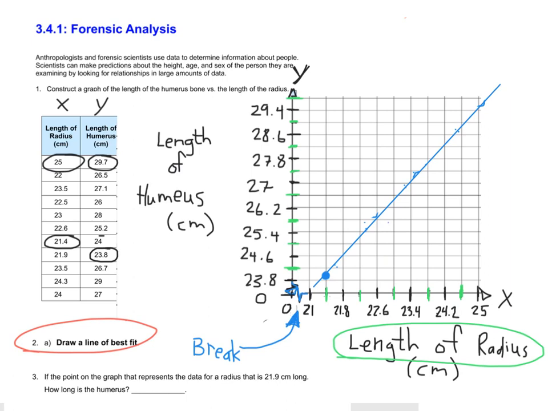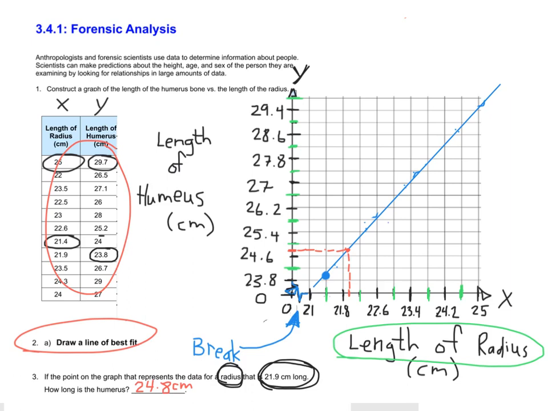On the graph that represents the data for a radius of 21.9 centimeters long, how long is the humerus? So what I'm going to do is find 21.9 centimeters on my x-axis for my radius, because that's what radius is. And if I follow that red line all the way up at 21.9 centimeters, I get that the humerus should be going across 24.8 centimeters.